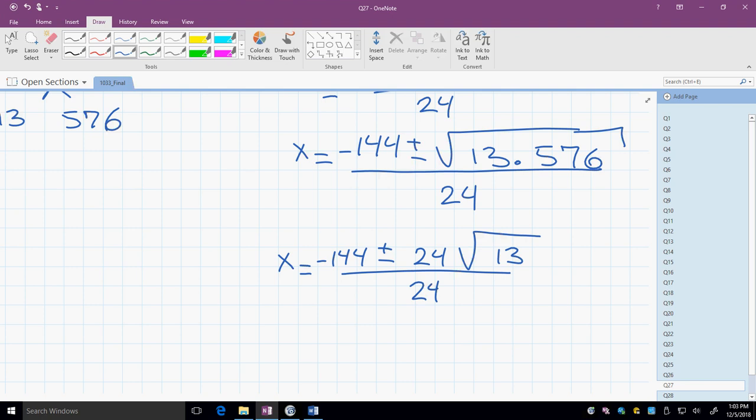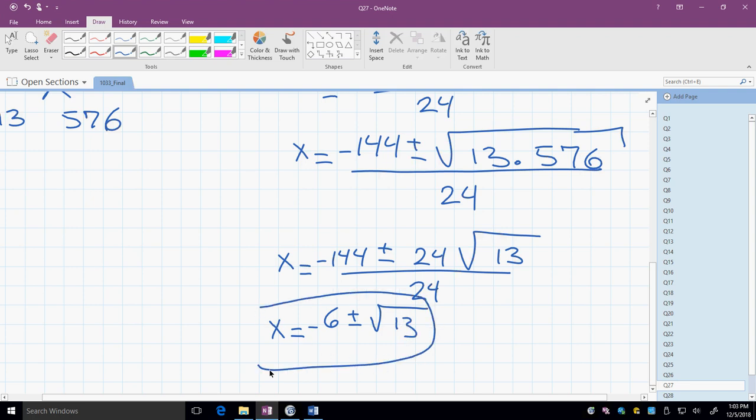So now we need to simplify. I have 24 as a denominator, 24 square root of 13, and 144. If I divide 144 by 24, I get 6. So these two are going to give me negative 6, plus minus. 24 divided by 24 is going to be 1. I don't write that. Square root of 13. And that is your answer.